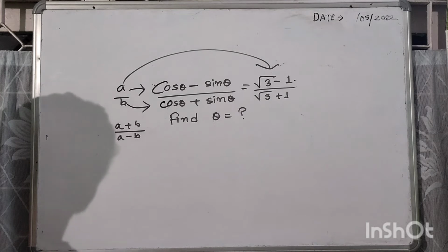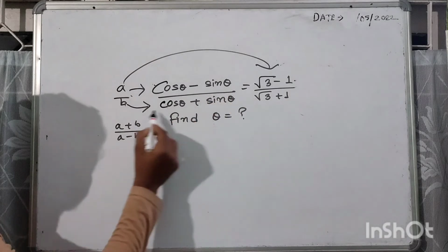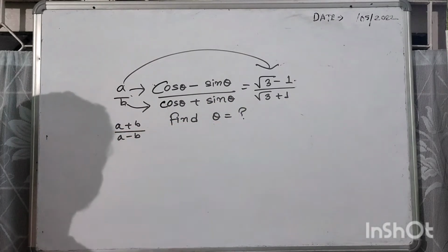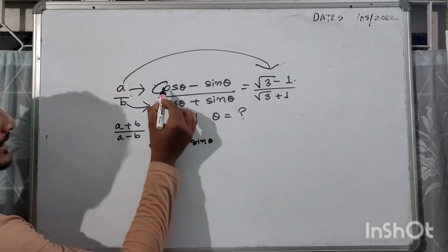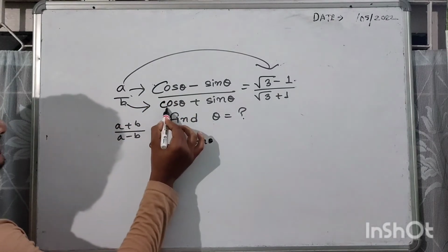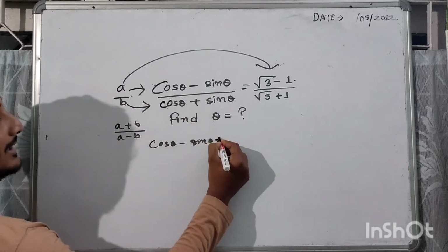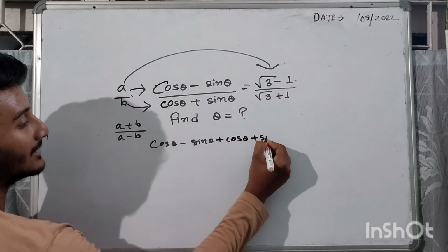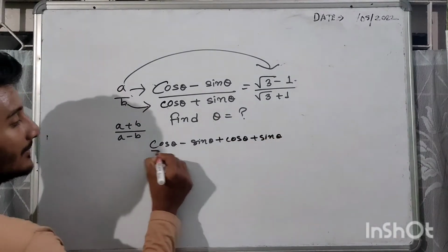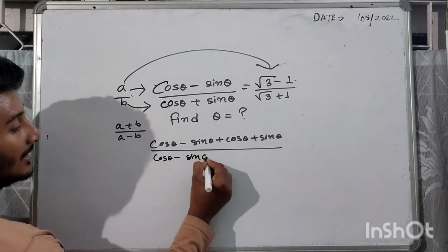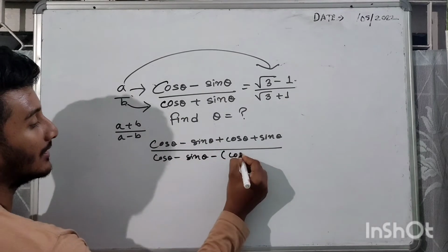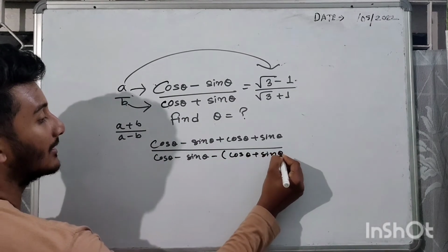Here, if we apply the rule of componendo and dividendo, in place of A there is cos theta minus sin theta, and in place of B there is cos theta plus sin theta. So first of all, cos theta minus sin theta is the numerator, so we will be adding the denominator. What is the denominator? Cos theta plus sin theta. So we will be adding cos theta plus sin theta. Now again we will be taking the numerator and subtracting the denominator, cos theta plus sin theta.